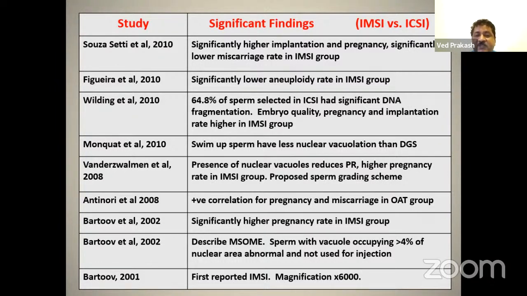And Monket et al. in 2010, again with swim up, showed that swim up sperm have less nuclear vacuolation than density gradient sperm. Likewise, there are so many studies which show that IMSI is better than ICSI in cases where morphology is very bad.